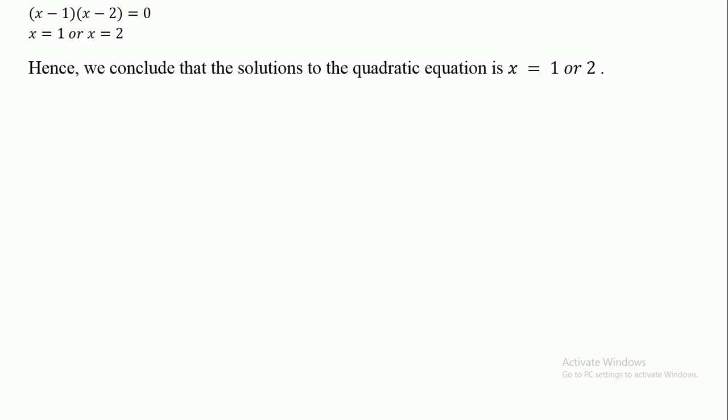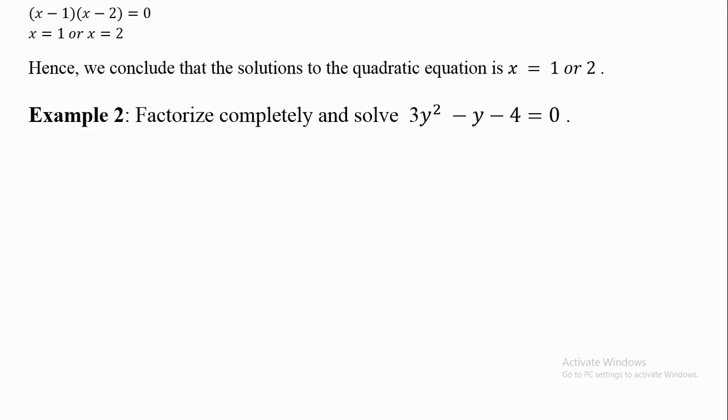You also equate this to 0. That's x minus 1 equals 0, or x minus 2 equals 0, and you have x equals 1 or x equals 2. So hence we conclude that the solutions to the quadratic equation are x equals 1 or 2. Simple.